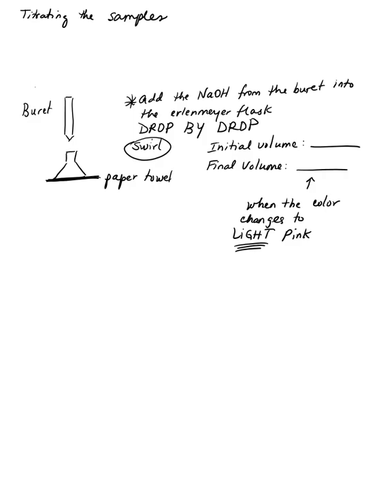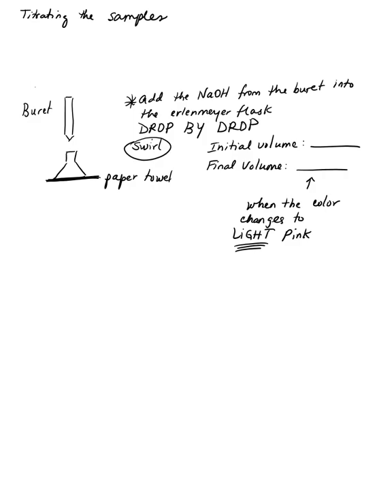After cleaning the burette and preparing your samples, now you're ready to titrate your samples. So to titrate your samples, you have your burette with the sodium hydroxide. The burette is clamped, using the burette clamp, to a ring stand. Put a piece of paper towel under your Erlenmeyer flask, and you can start adding the sodium hydroxide into your sample.